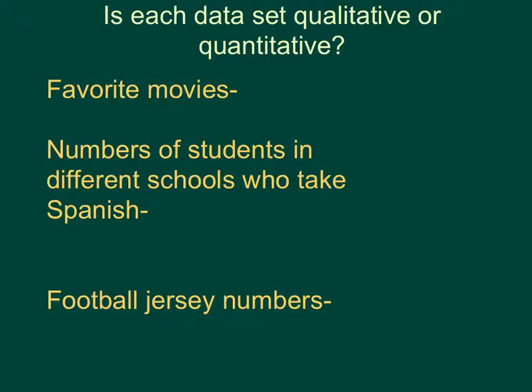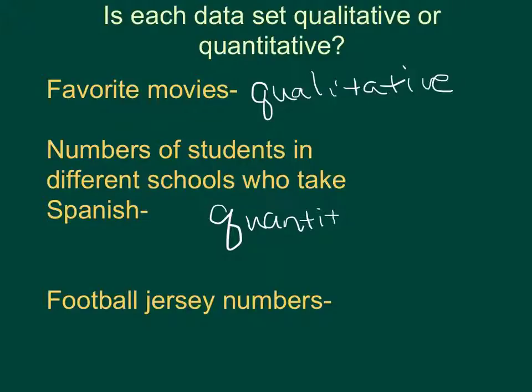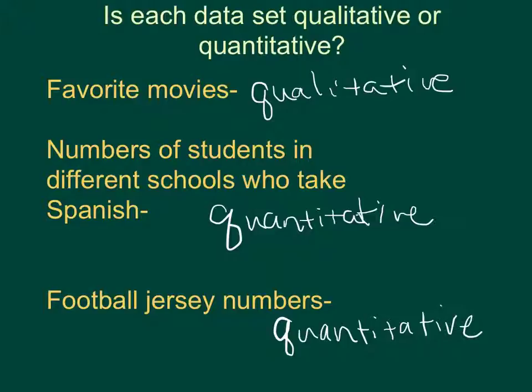All right, let's try a couple. It says, is each data set qualitative or quantitative? So you have to decide, is it about numbers or is it not? Favorite movies, is that about numbers? No, so we use qualitative. Numbers of students in different schools who take Spanish. Well, this is about numbers, so we call that quantitative. And then football jersey numbers, again about numbers. So that one is also quantitative. If it has numbers in it, it's quantitative. If it doesn't, it's qualitative.